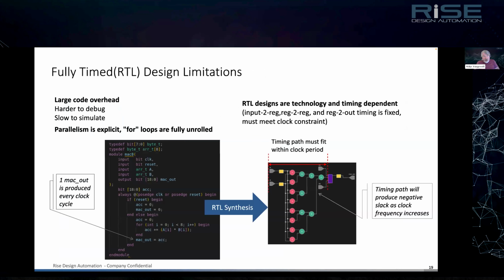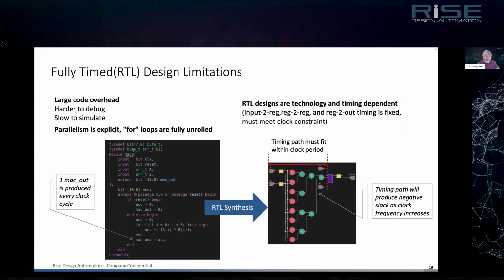So let's first talk about the challenge of doing fully timed design, so doing RTL design. In RTL design, one of the benefits is you can describe exactly what you want at a very detailed, low level. But because of this, you have more code overhead. So you have more lines of code, which means it's harder to debug and it's slower to simulate.